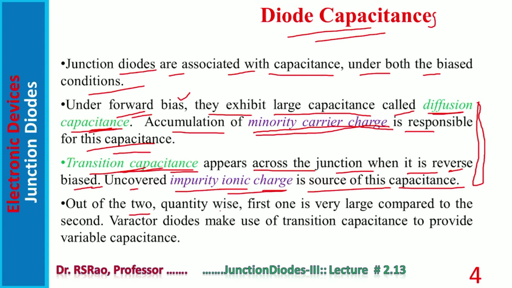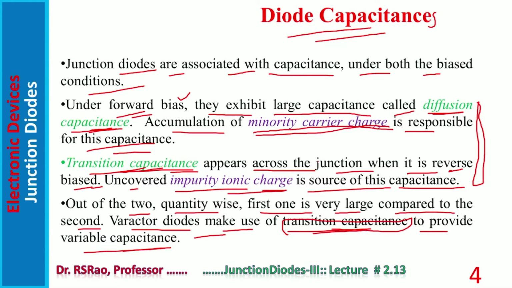Out of the two, quantity wise, the first one is very large compared to the second. Varactor diodes make use of transition capacitance to provide variable capacitance. Actually, in this point, there are two sub-points. The first sub-point is that diffusion capacitance is large when compared to transition capacitance. The second sub-point is that varactor diodes use transition capacitance, not diffusion capacitance, to provide variable capacitance.